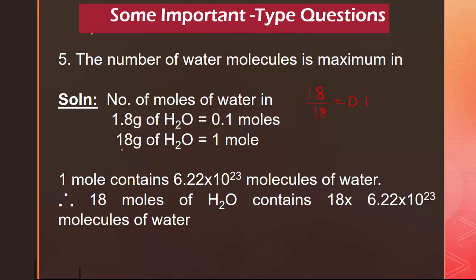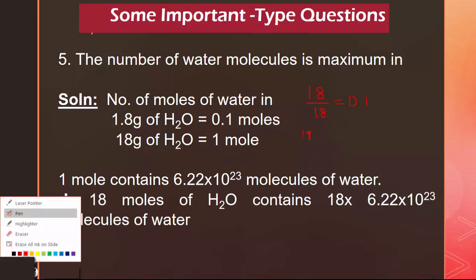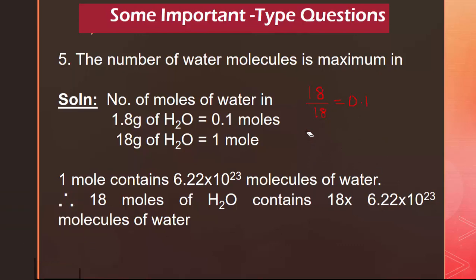Now in the case of 18 grams of water, the given mass is 18 and the molecular mass of water is 18. So this will be equal to 18 by 18, which is 1 mole. So that's how we got this.